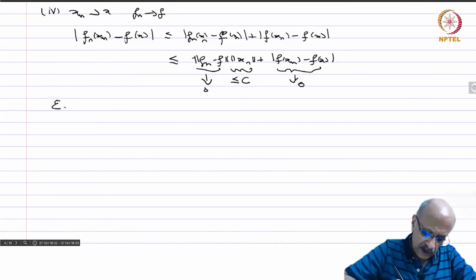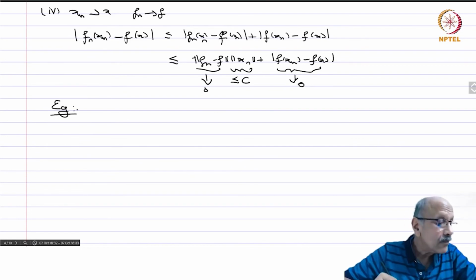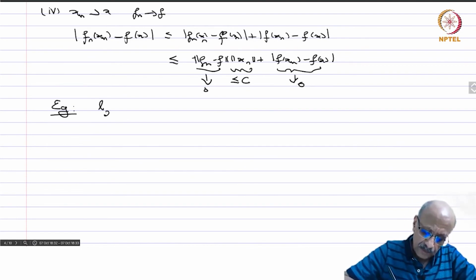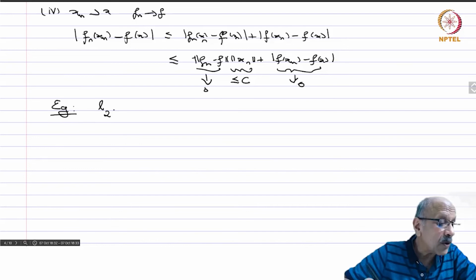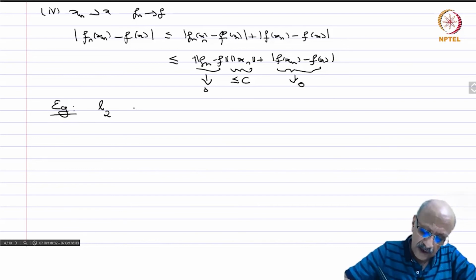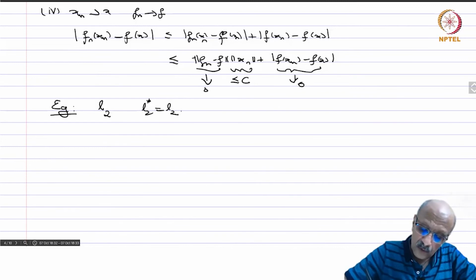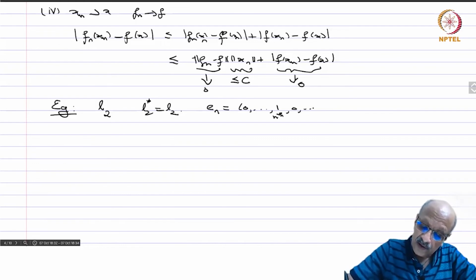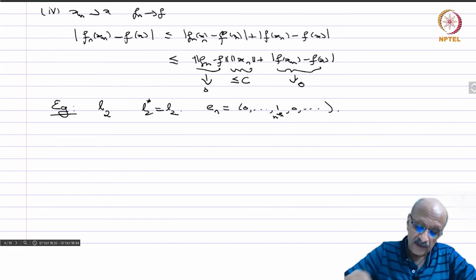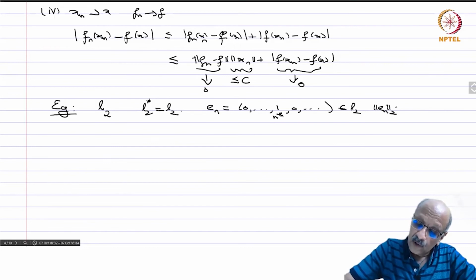So now let's look at an example. You look at little l2. So this is the set of all square summable sequences with the corresponding norm, and then you have that L2 star is identified with L2 in the usual way. Okay. So now you look at En to be equal to 0, etc., 1 in the nth place, 0 elsewhere. Take the sequence, this belongs to little l2, norm En in L2 is 1.